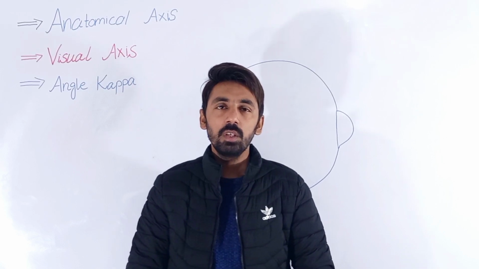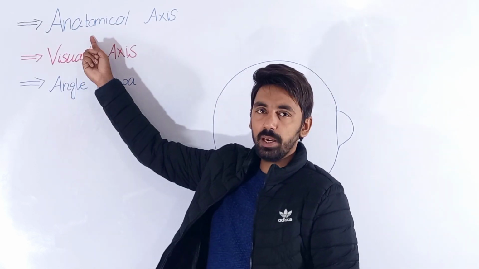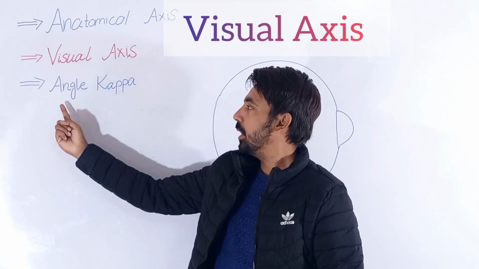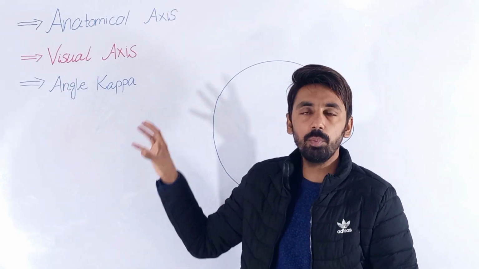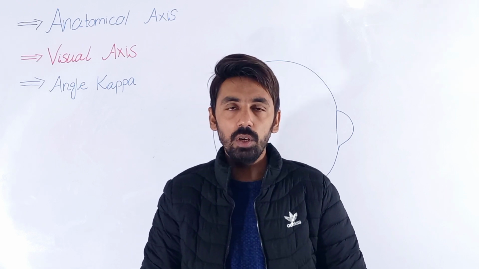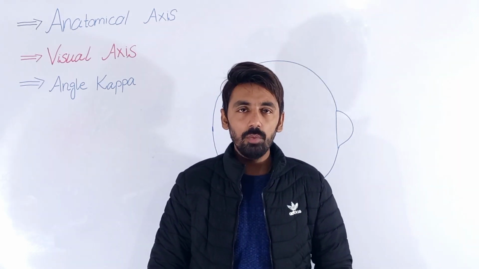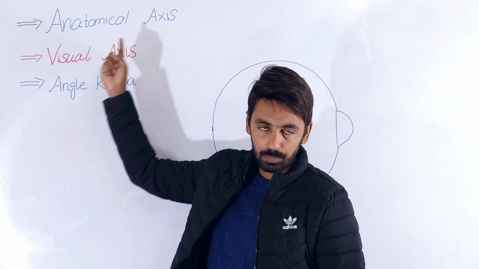Good morning, everyone. Today, our topic is anatomical axis, visual axis, and angle kappa. And these three terminologies are the most important to learn in orthoptics. Now, first of all, we will discuss the anatomical axis.